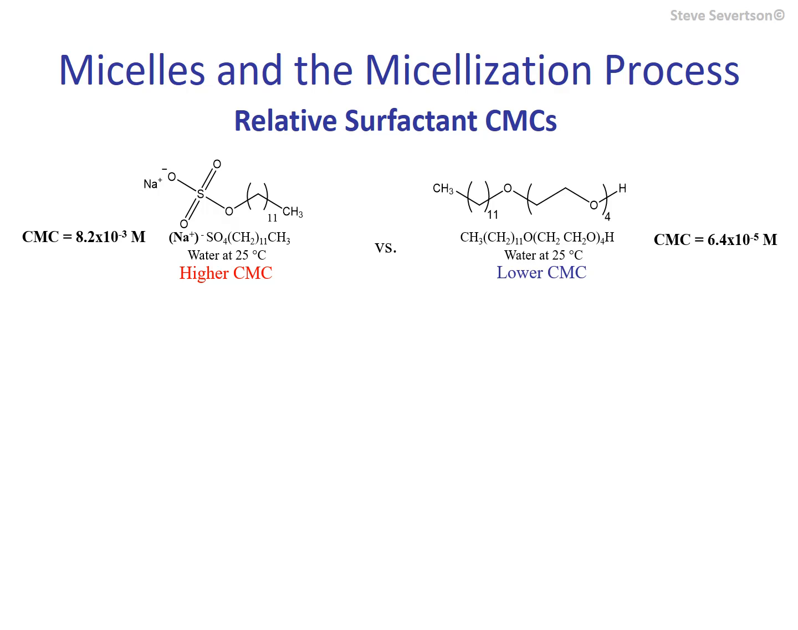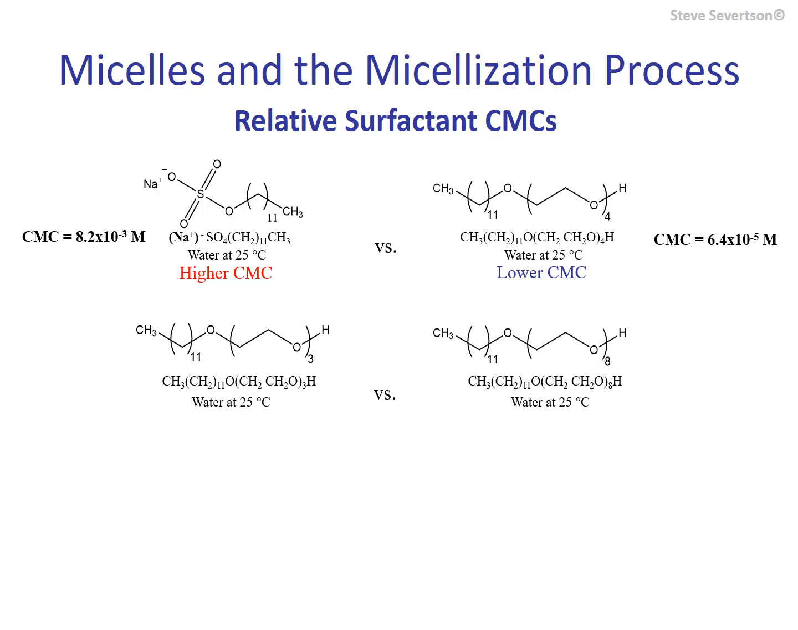Here, 2 dodecyl alcohol ethoxylates are compared. The structure for the first contains 3 ethylene oxide linkages, while the second structure contains 8. Given that the addition of ethylene oxide linkages decreases the hydrophobicity of a surfactant, the first surfactant likely has the lower CMC value, which matches the reported values.